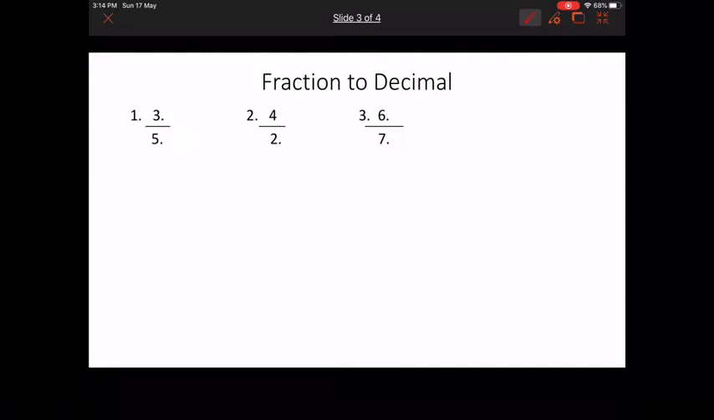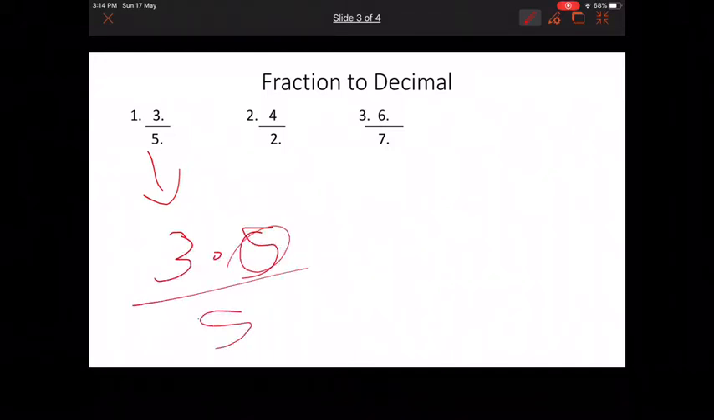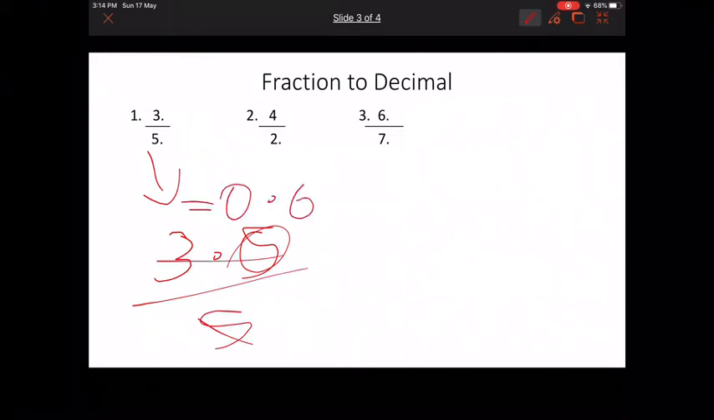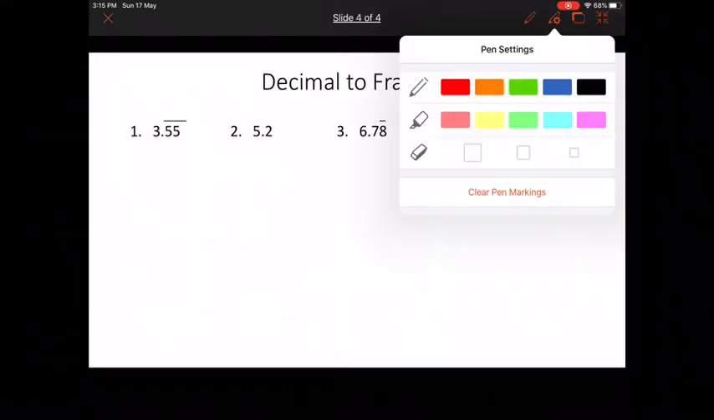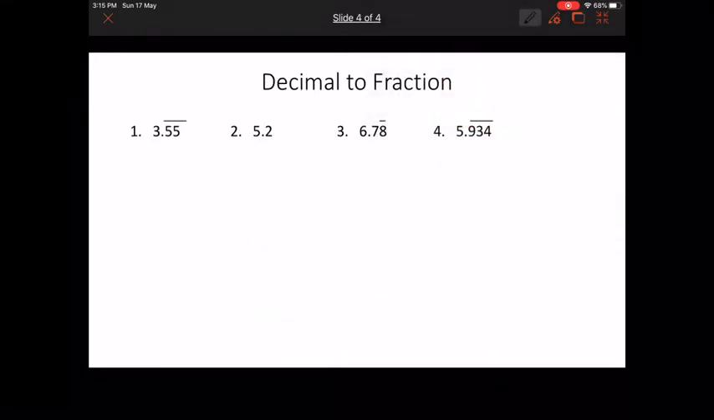This is also simple for some people. 3 by 5. You have to divide it for converting it into decimal. 3 by 5 would be 3.0 by 5, which would give 0.6. This would be 4 by 2, which is equal to 2.0. And 6 by 7, we have to divide it, but you have to round it to two decimal places. So it would be 0.857. After that, decimal to fraction.